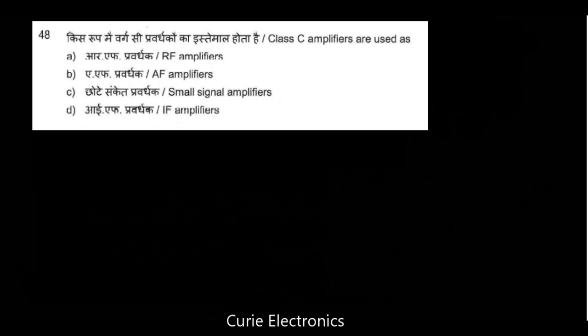Class C amplifiers are used as what? It is mainly used in RF amplifiers. In RF transmitters, we need high power. There we generally use high power RF class C amplifiers, so we also get high efficiency. So it is RF amplifiers.